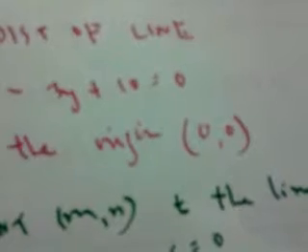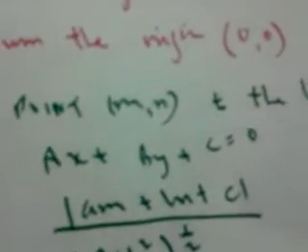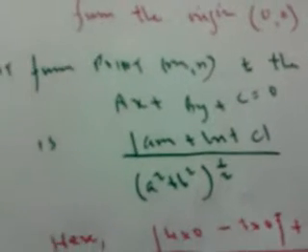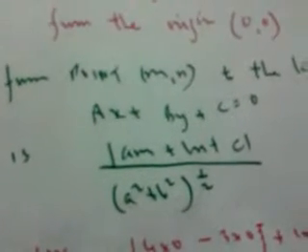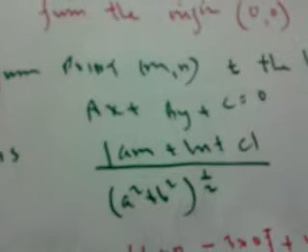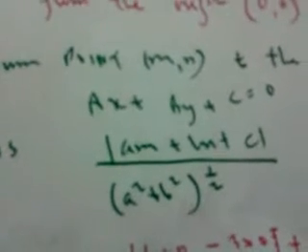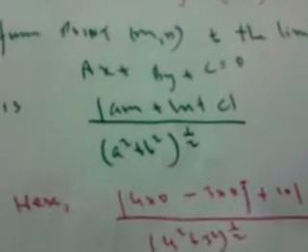The next question is, find the distance of the line 4x minus 3y plus 10 equal to 0 from the origin. Now we all know origin is 0, 0. Now as per formula, the distance from the point (m, n) to the line ax plus by plus c equal to 0 is given by the absolute value of a into m plus b into n plus c, divided by square root of a square plus b square. So in this sum we have a as 4.